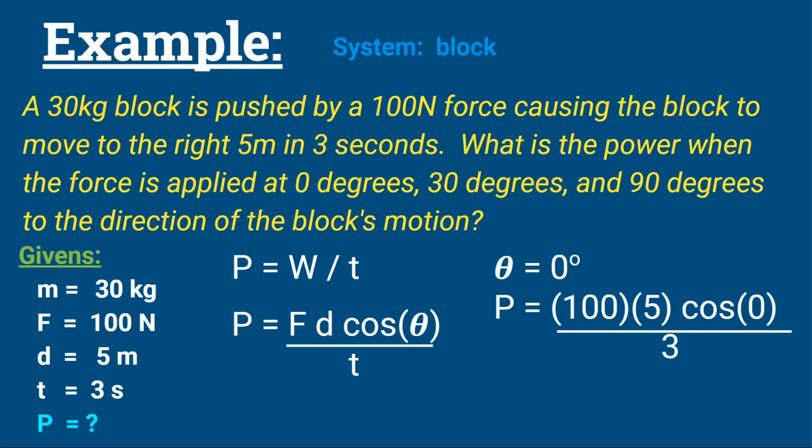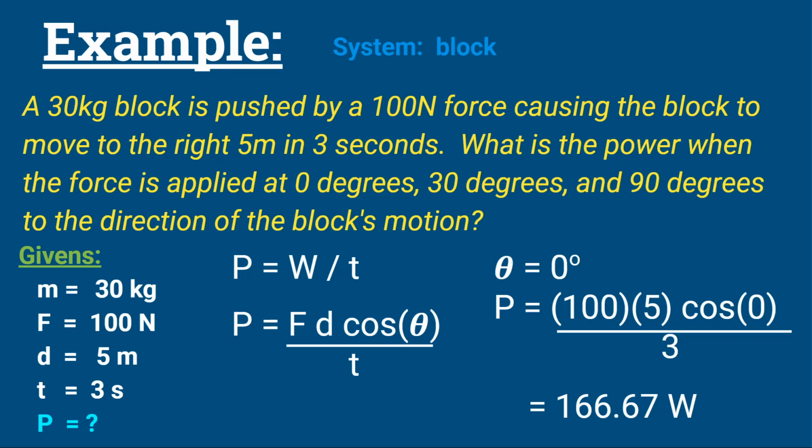If I have an angle of 0 degrees, my power would equal my force 100 newtons times my distance 5 meters times cosine of 0 over 3. And again, cosine of 0 means that my force is parallel to my displacement, meaning the entire thing is doing work because cosine of 0 is 1. So it's just going to be 100 times 5 divided by 3, which is 166.67 watts. Okay, so if my force is applied parallel to this direction of motion, then I have 166.67 watts of power expended.